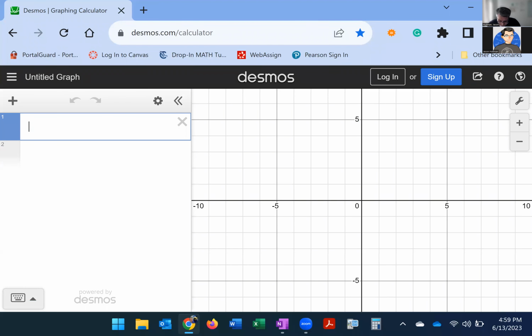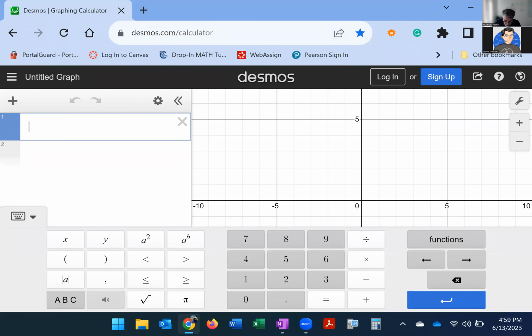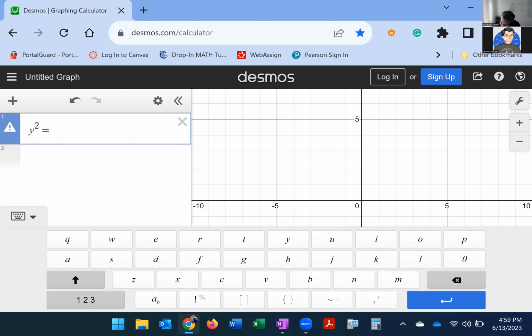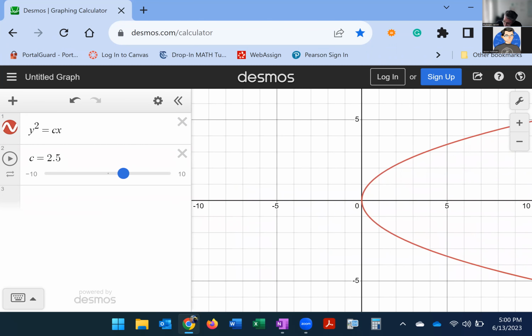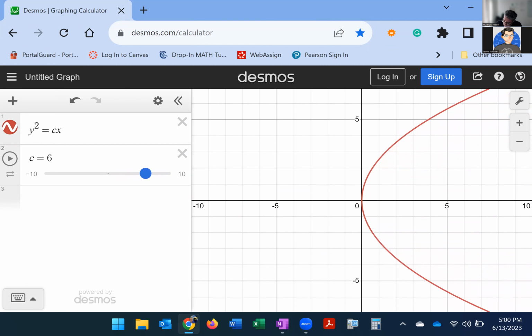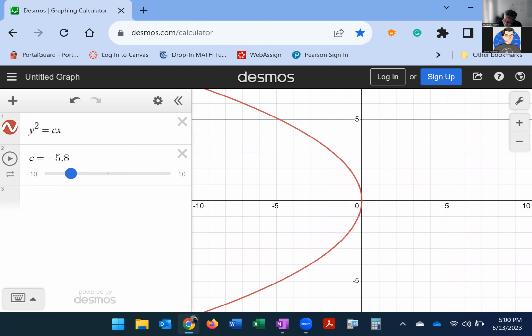So in Desmos, I'm going to type in our original family of curves, y squared equals cx. Let's do c and then x. It says add a slider c? Absolutely. The slider just lets me change the value of c. So if I change the value of c, you can see that it gives me a representation of all the values in that family of curves.